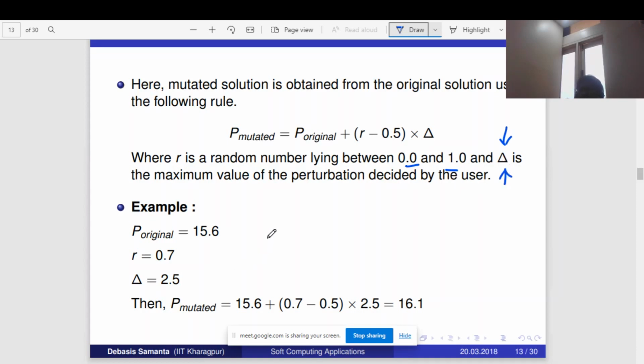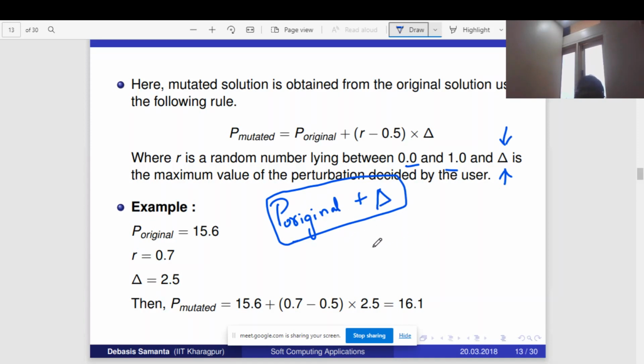Please try to understand clearly. For example, if P original is some value, then after mutation, this delta ensures that the mutated string will not be greater than P original plus delta. So the upper limit will be P original plus delta. It won't go beyond P original plus delta. Is it clear what I am telling? If P original is some value, then the resultant mutated value will not be greater than P original plus delta.